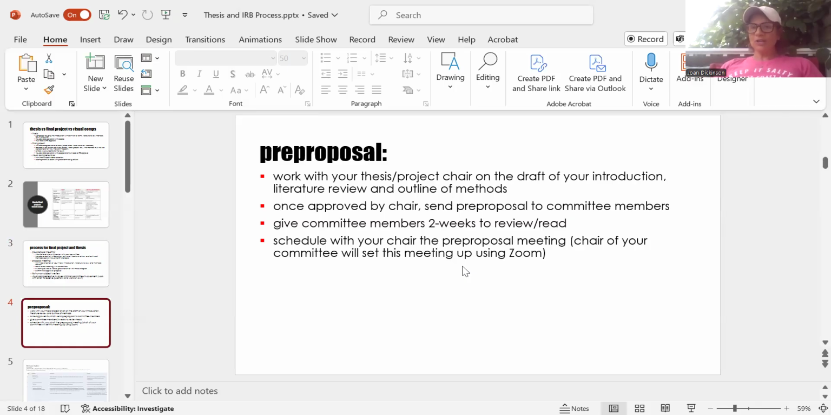Once approved, your chair is going to send the pre-proposal to the committee members. And again, I think it's really important for you to know that you give those committee members at least 2 weeks to review, okay? Then you'll schedule a pre-proposal meeting.